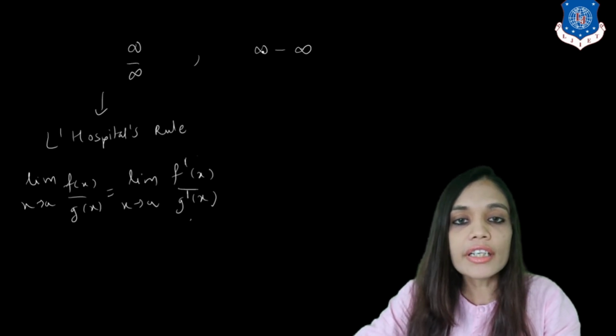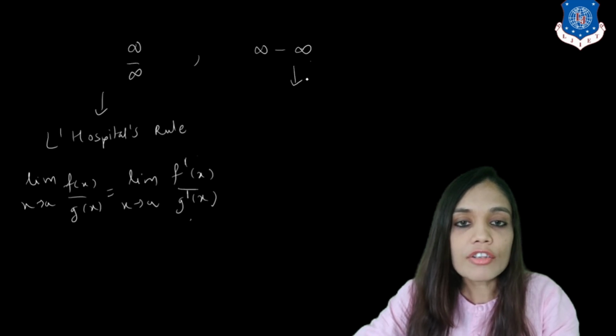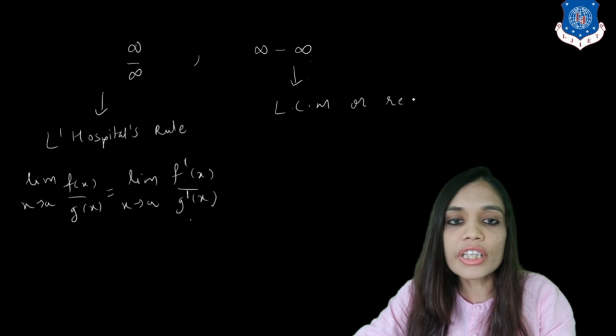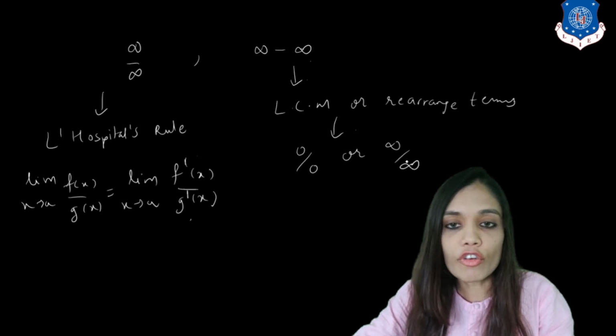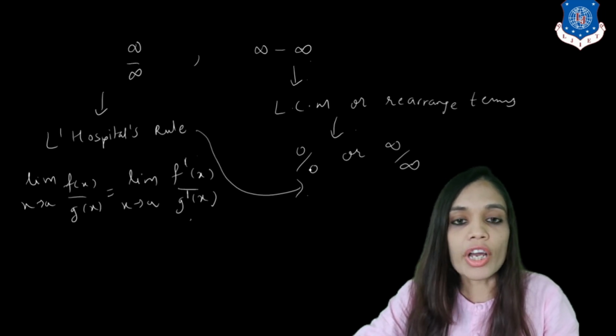Next, you have studied the infinity minus infinity form. In this, firstly you have to take LCM or you have to rearrange terms. Rearrange the terms and convert it into 0 by 0 or infinity by infinity form and then apply our L'Hopital's rule. So I hope you understood both the indeterminate forms.